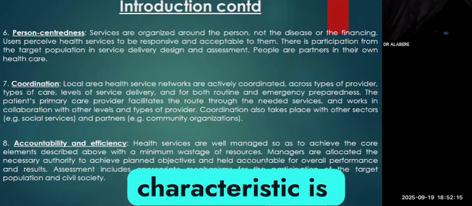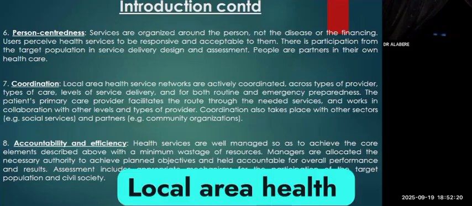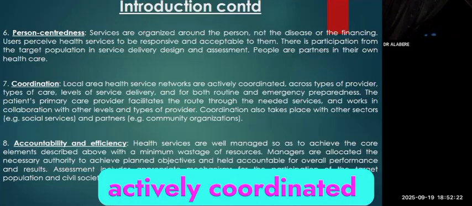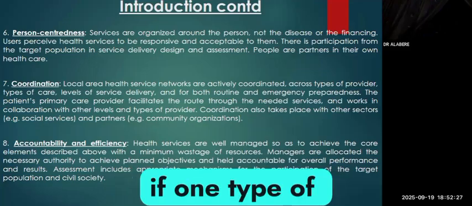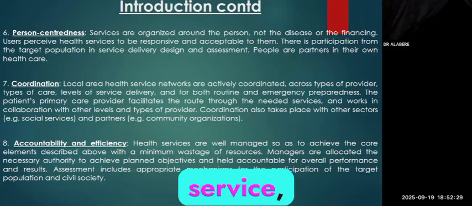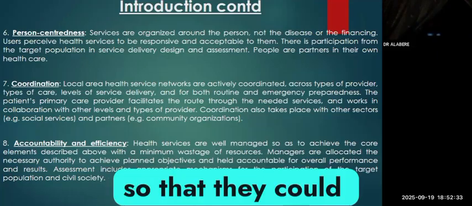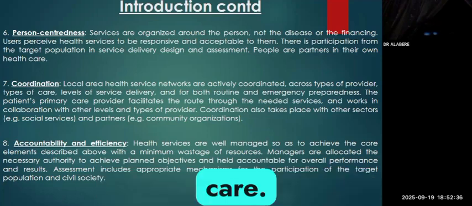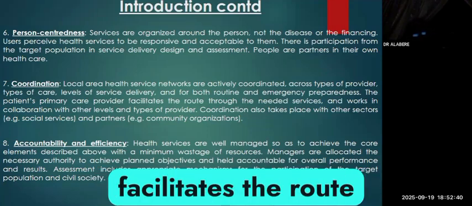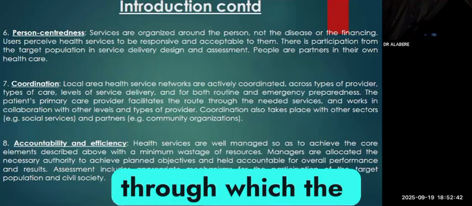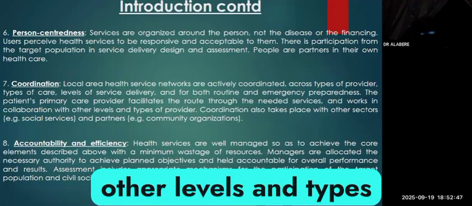So another characteristic is coordination. Local area health service networks are actively coordinated across types of providers. In other words, if one type of provider does not have comprehensive service, they should have links to other people who provide other services so that they could provide coordinated care. So the patient's primary care provider facilitates the route through which the needed services are obtained and works in collaboration with other levels and types of provider.